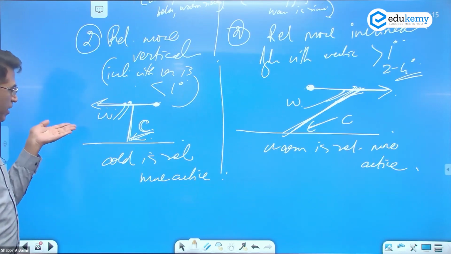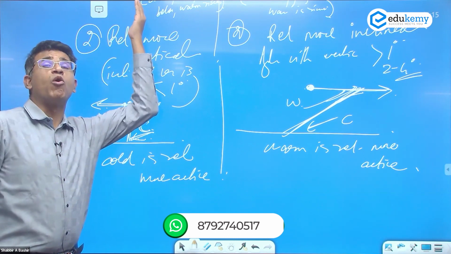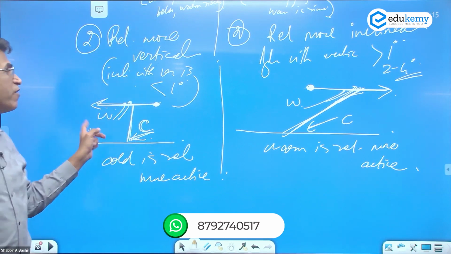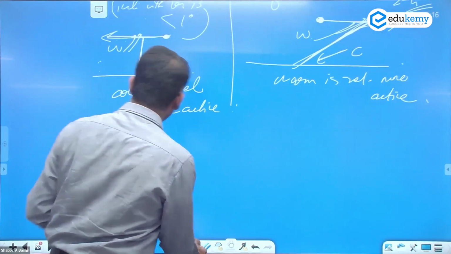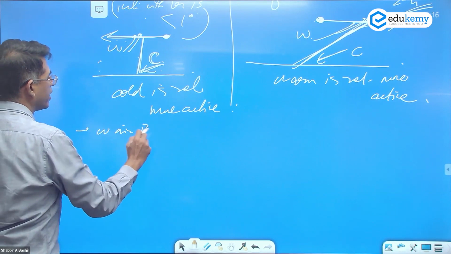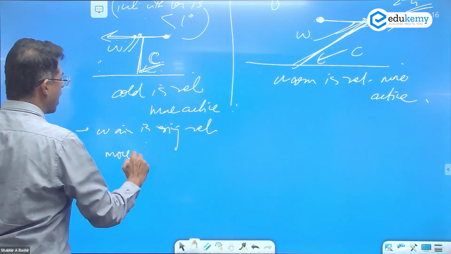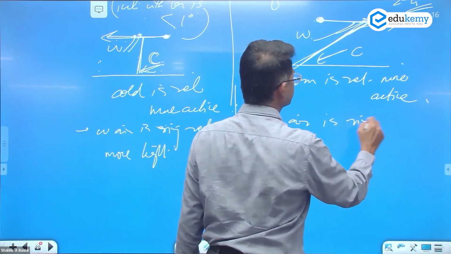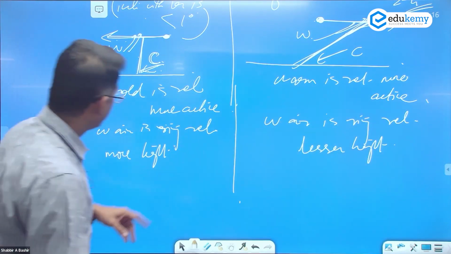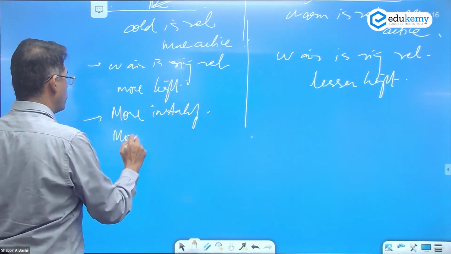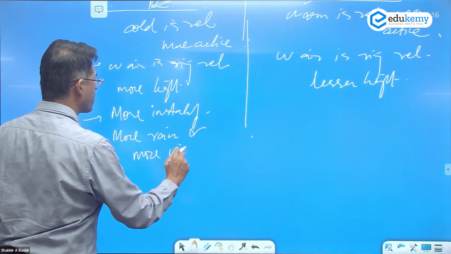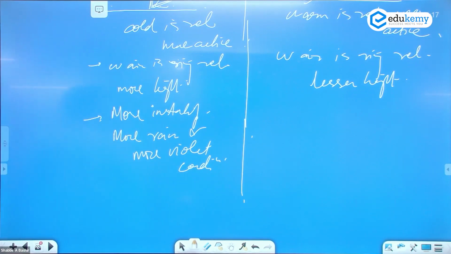So if you look at the air mass, in which case is the warm air rising to more heights? In the cold front. So in which case will we have more rainfall? Cold fronts. In the cold fronts, the warm air is rising relatively more height. In this case, the warm air is rising relatively lesser height. So in the cold front there is more instability, more rains, and more violent conditions, because more air is rising here.